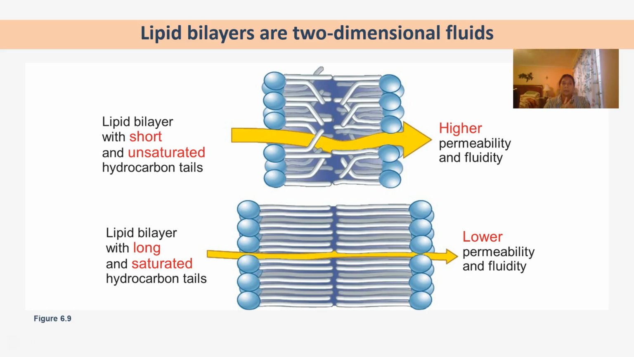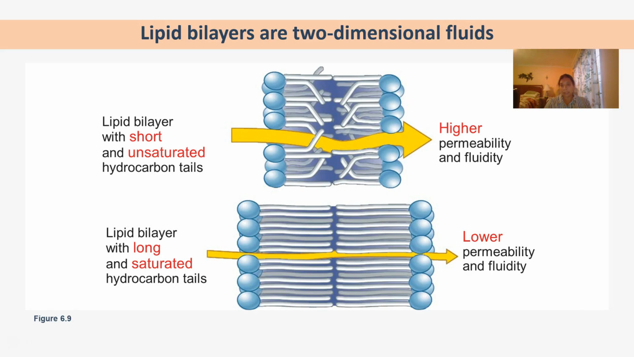If I wanted to recap, this is how you would look at it. If you have short, unsaturated hydrocarbon chains, so these are shorter chains, and they have double bonds, so they have kinks and bends, and they're a little bit more bulky. That would lead to a higher permeability in the resulting membrane and more fluidity in general. These will move around a lot more within their structure.